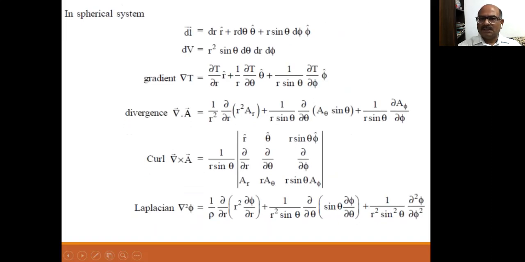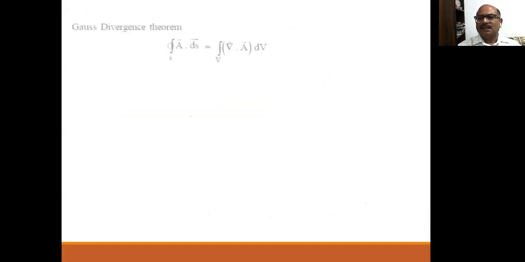And in spherical system, you can see there is the length element dr r cap, r d theta theta cap plus r sin theta d phi phi cap, and the small volume element is dv, r square sin theta dr d theta d phi. Gradient in spherical, divergence and curl and Laplacian, all equations are available. You can use all these equations wherever you find suitable.